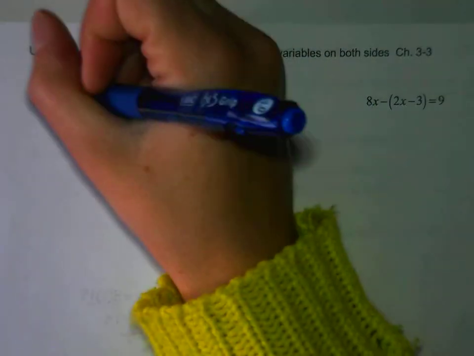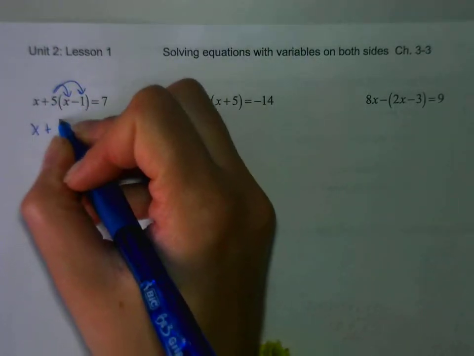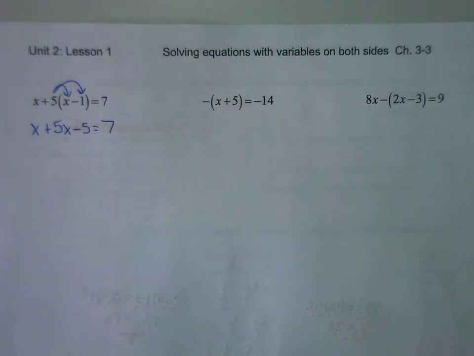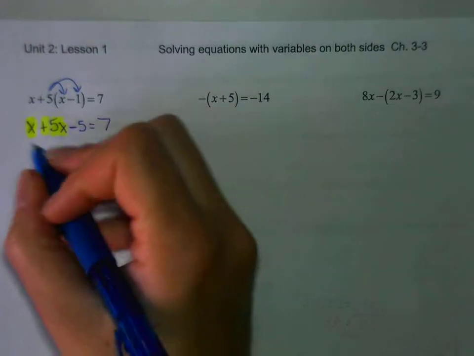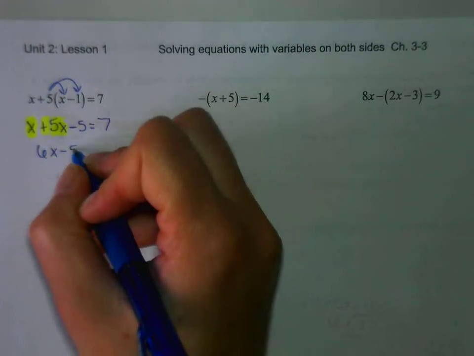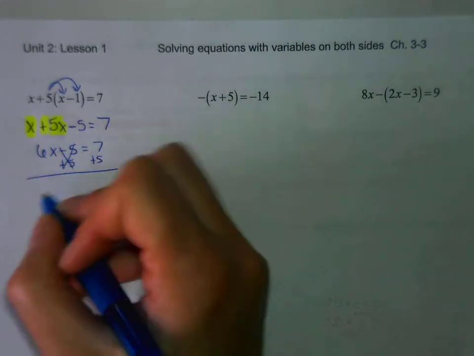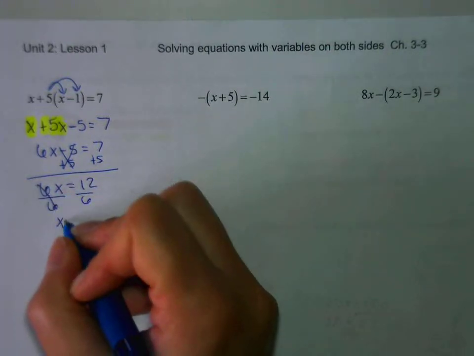Alright. We are going to first start with distribution. 5 times x and 5 times negative 1. So I'm left with x plus 5 times x is 5x. 5 times a negative 1 is a negative 5, and that equals 7. So I do have like terms on my left-hand side. I have 1x and a positive 5x. So 1x plus 5x is 6x. Two-step equation, so I'm going to add 5 to both sides. 6x equals 12. Divide both sides by 6. X equals 2.